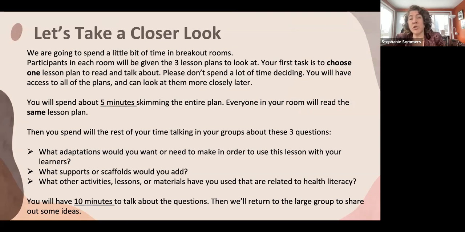Again, our time will be short. We're only going to have 15 minutes total. So about 5 minutes to become familiar with the plan and about 10 minutes to discuss the questions. So maybe you can each focus on one question you'd like to talk about with your group. Then we'll come back and we'll spend a few minutes sharing out as a large group. Okay. If this is not clear, please chat to me using the chat box. I think Christine has shared everything we need. So I think we're ready to go to our breakout rooms.